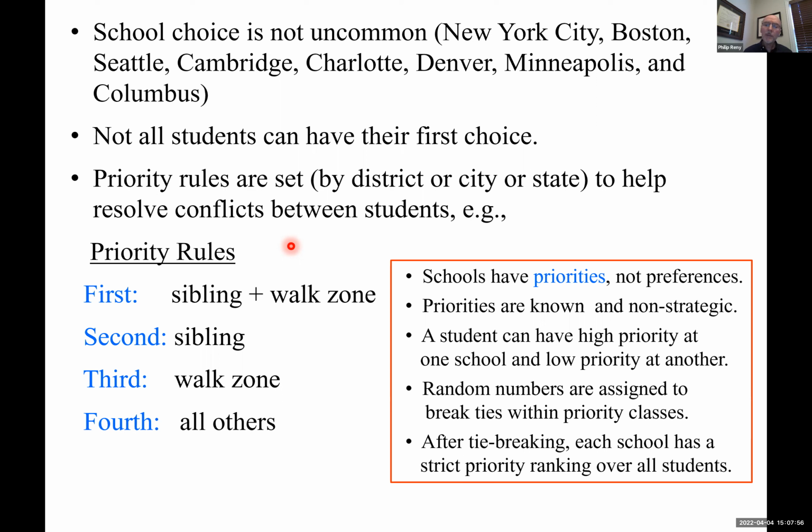Okay. The important thing about priorities for this talk is that they're known. So these rules are common knowledge. In practice, parents know them well and schools publicize them. So they're not strategic. I mean, they're set, they're known, and there's no changing them. And of course, a student can have high priority at one school, but low priority at another. So while it's true that these priority rules are the same for all the schools, each student might have a different priority between one school and another.